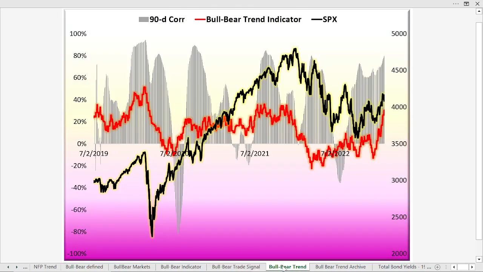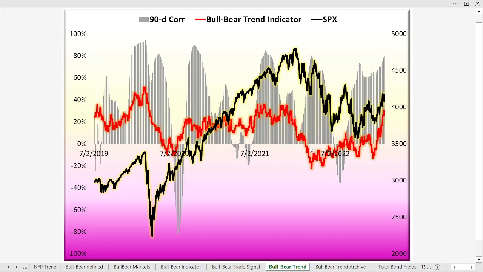Now take a look at the following. The black line is the S&P 500. The red line is the bull-bear trend indicator, what we've just seen over here. And the black area chart behind it shows us the 90-day correlation, the relationship between the S&P 500 and the bull-bear trend indicator. So notice, for example, in the past, July of 2021, as the S&P 500 was going up quite a bit, the bull-bear trend indicator also went up quite a bit. It was a confirmation of a very strong trend to the upside.